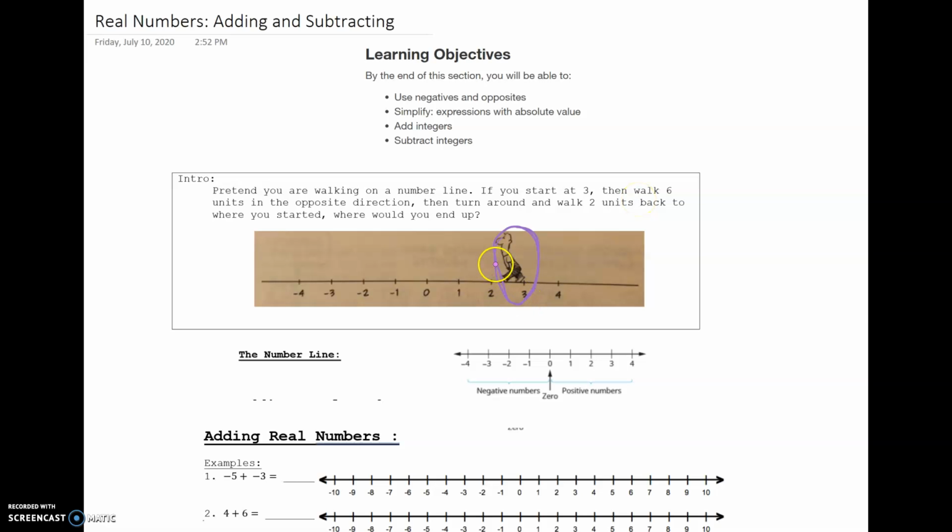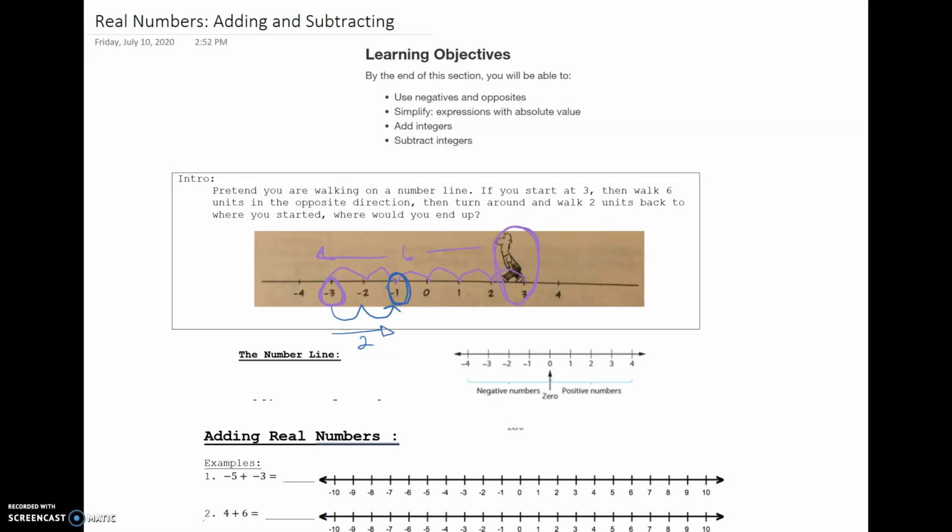And it says, then walk 6 units in the opposite direction. So I'm going in the direction the guy is going, and I'm starting at 3. So I'm going to start moving to the left 1, 2, 3, 4, 5, 6 units. So I moved 6 units to the left. Okay, so I'm ending up here at -3. And then I'm turning around essentially, and I am going to be going in the right direction 2 units. So 1, 2. So I moved in this direction 2 units, and I'm ending up at -1.